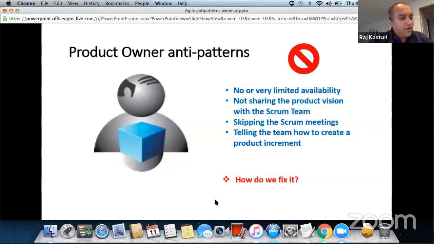All right, so product owner, I want you to please take 30 seconds to write down any anti-patterns that you may have encountered as a product owner, or you have seen your product owners do in your organization. Just quickly, one thing that you have noticed, and then we'll do another poll.